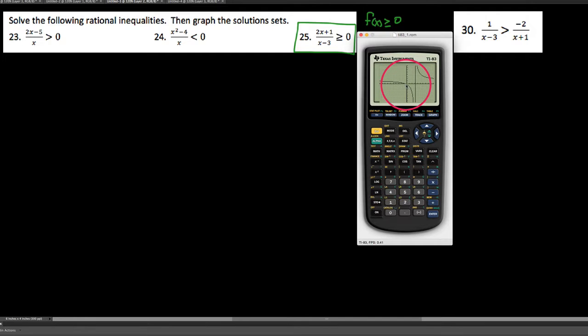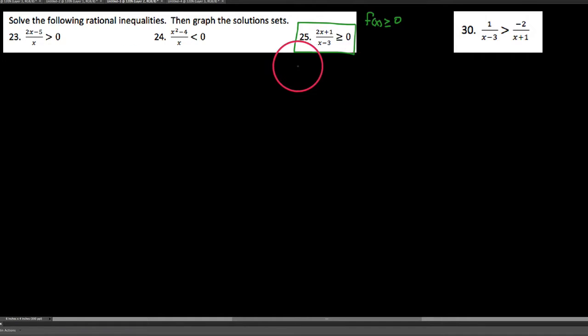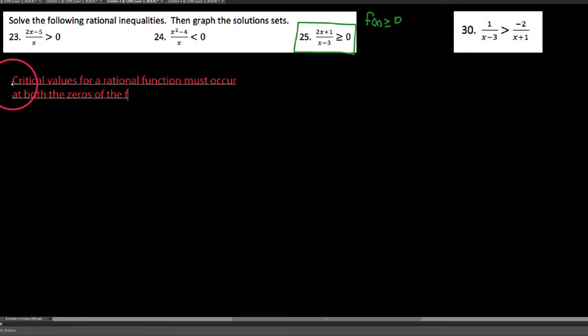That is to say that you can see that we go from having positive to negative y values when it crosses over the x-axis. But I also want you to notice that our function goes from having negative y values to positive y values wherever we have a vertical asymptote. So with respect to the critical values on a rational function, one thing we want to acknowledge is this. The critical values for a rational function must occur at both the zeros of the function and at the vertical asymptotes of the function.